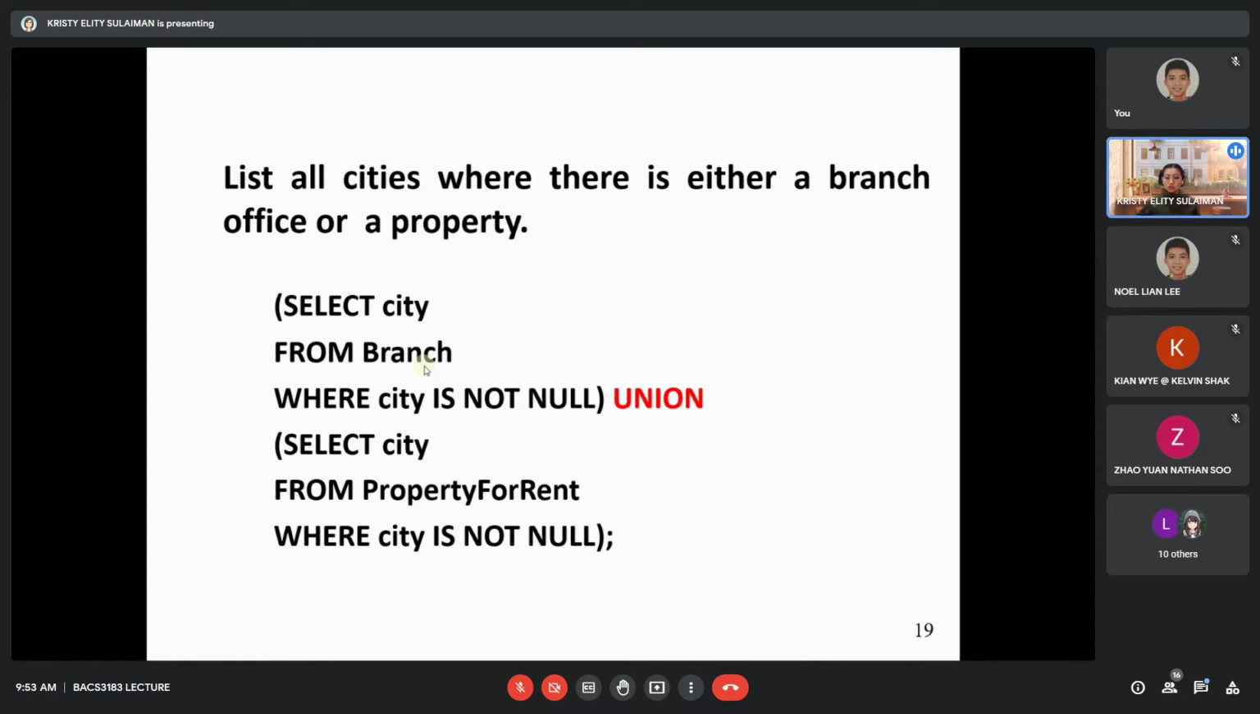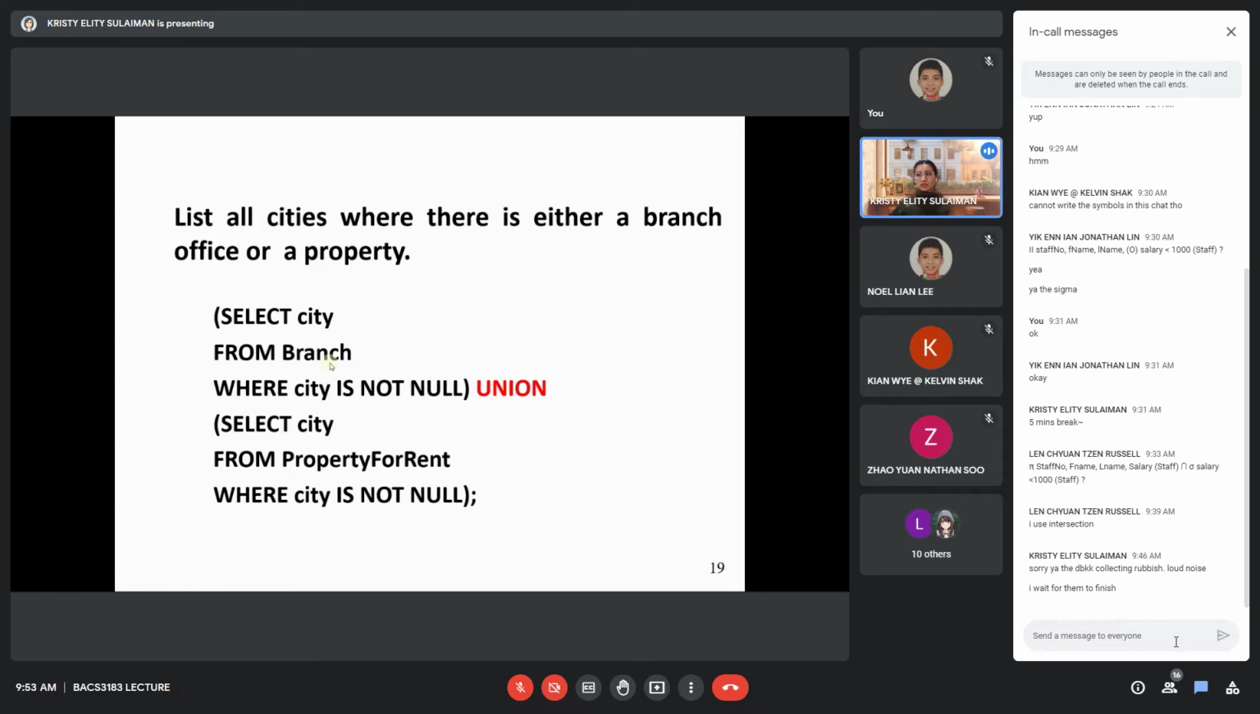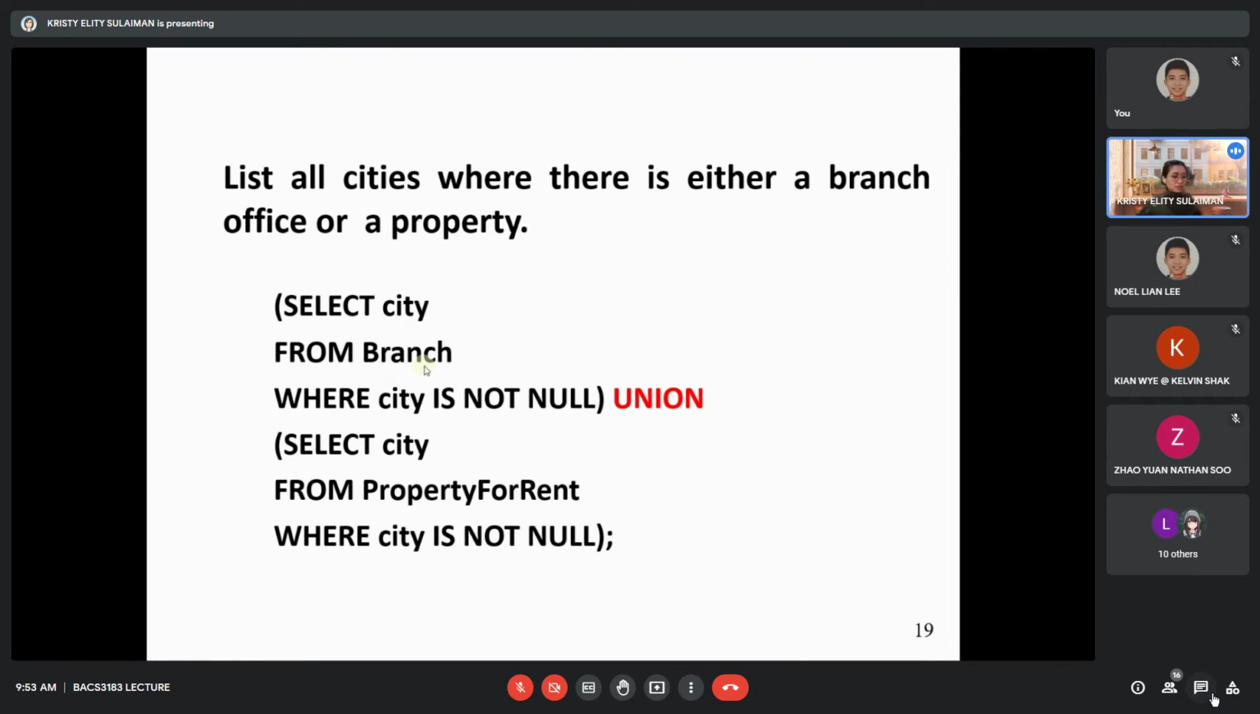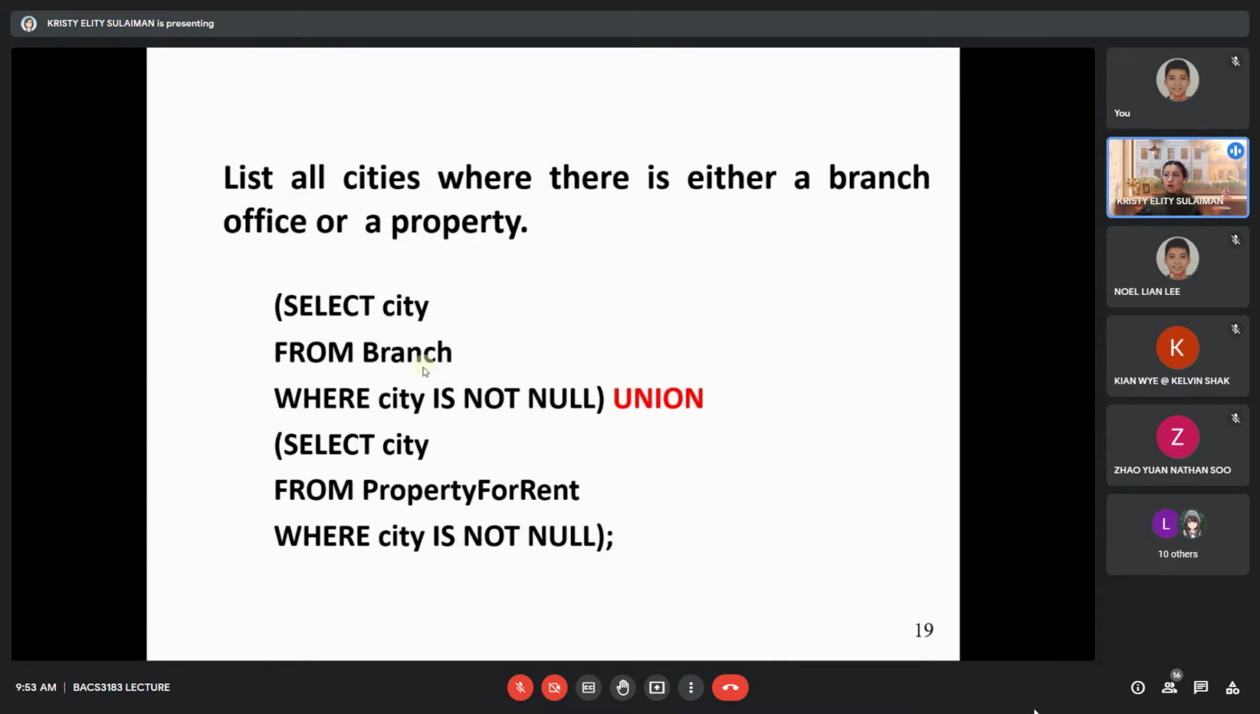So this one is very simple. If this kind of question is asked in your midterm test or in the exam, it's not this simple. Maybe it's a little bit more advanced, with more tables for you to do the operation. So you need to understand the basic concept of the relational algebra operations.